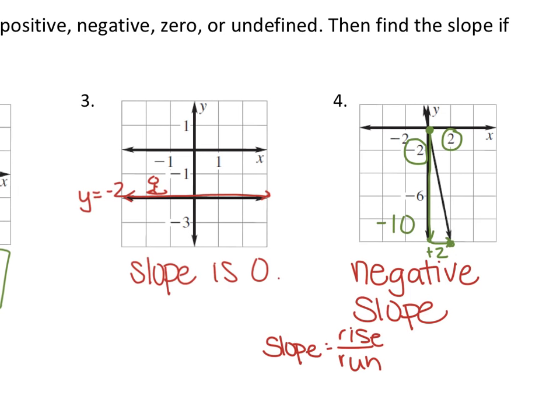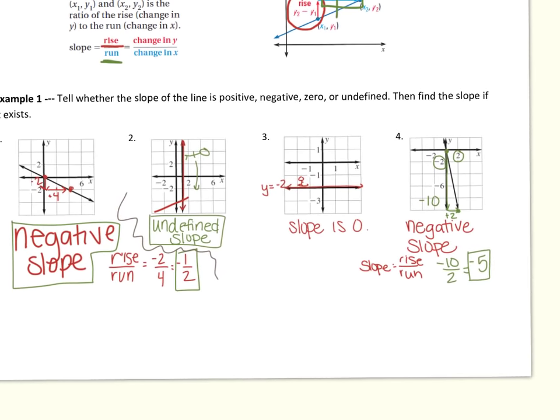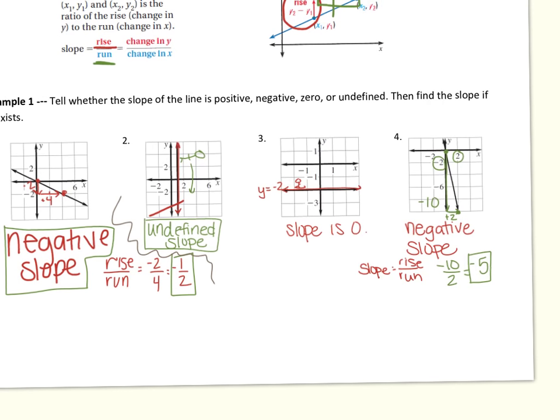But your rise, I guess technically you're falling on this one, -10, and you're running 2. And just like Ms. Zarnes said, we're simplifying this to -5. If you wrote -5 over 1, that's totally fine. But your slope for this fourth one is a negative slope, and your slope is -5.